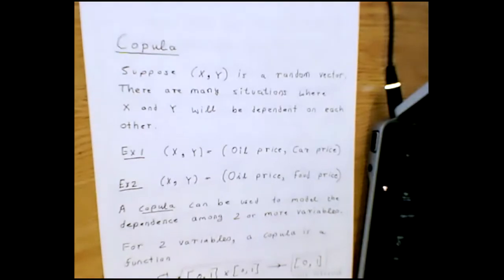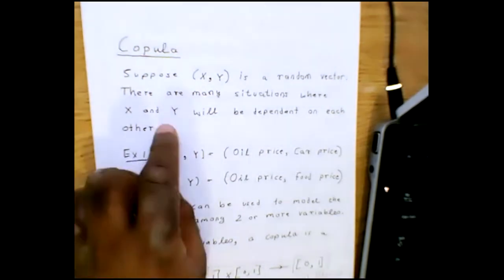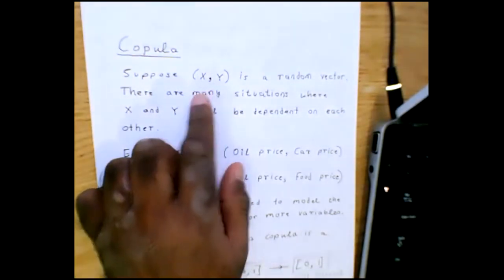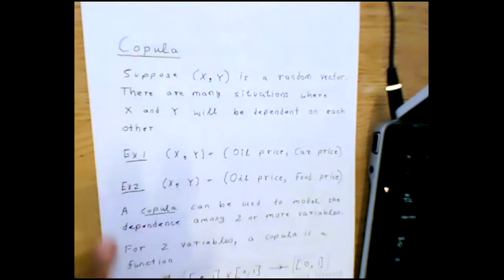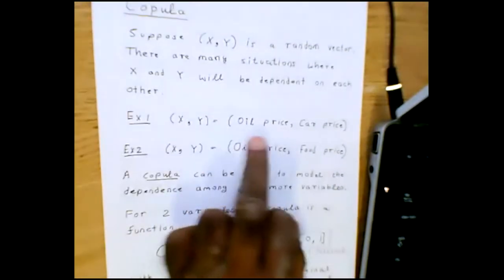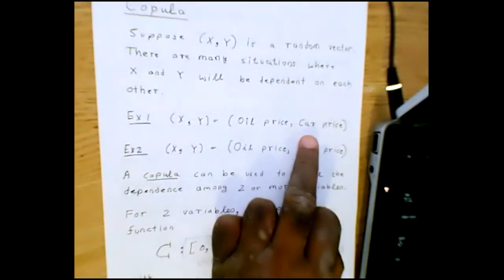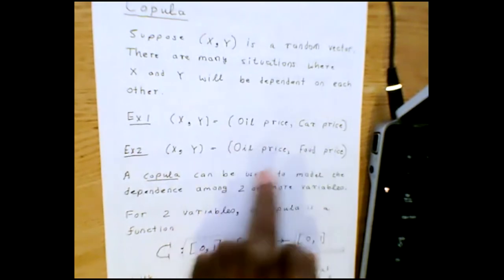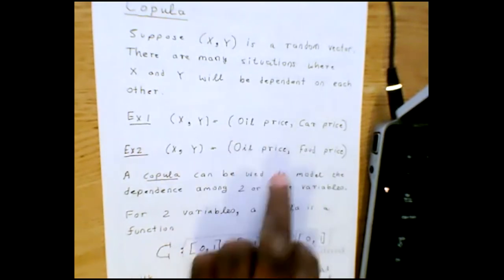So this is a copula. A copula is a function that is used to describe the dependence between two variables x and y. For example, you could have x equal to oil price and y equal to car price. Obviously, these are dependent. And the same thing here, oil price and food price.